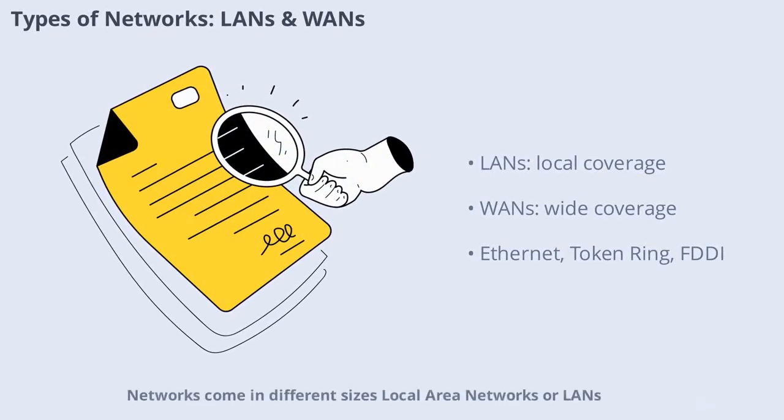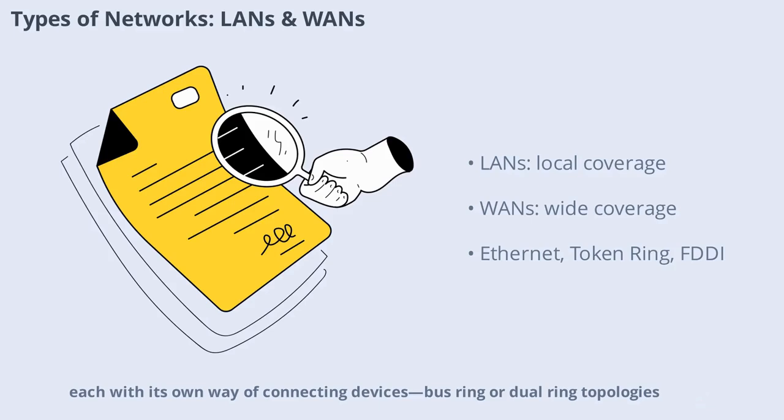Networks come in different sizes. Local area networks, or LANs, cover small areas like buildings or campuses. They use technologies like Ethernet, Token Ring, or FDDI, each with its own way of connecting devices: bus, ring, or dual ring topologies. Wide area networks, or WANs, span cities, countries, or even continents using technologies like ATM or ISDN. The speed and design of these networks vary, but together they form the backbone of our connected world.